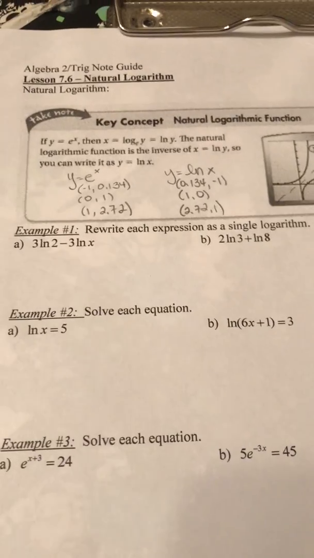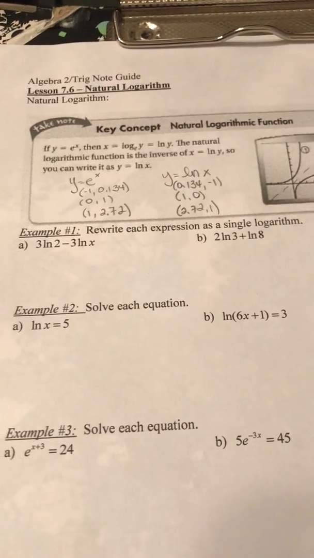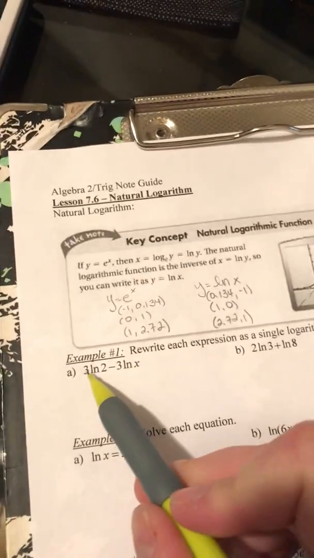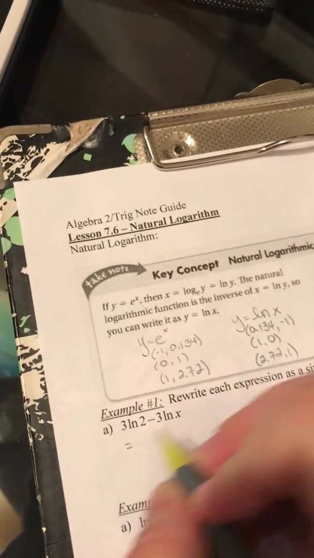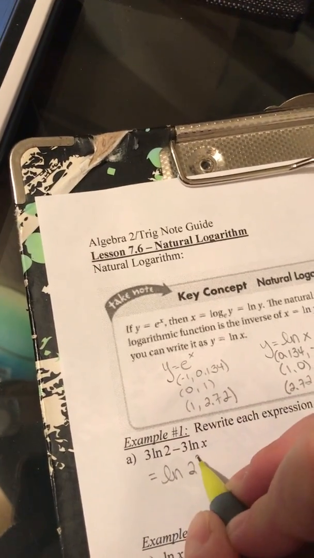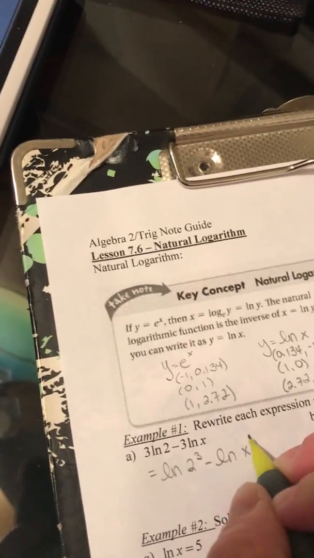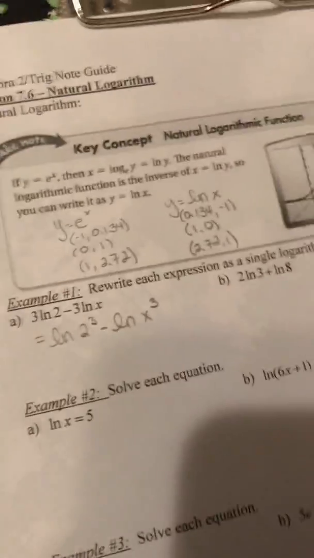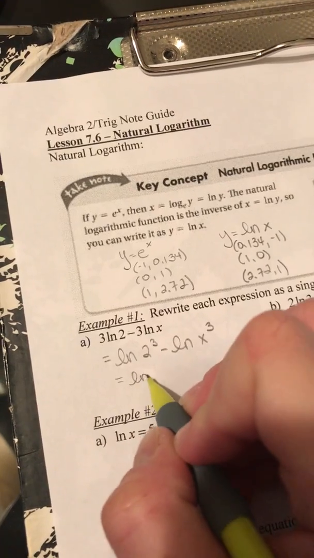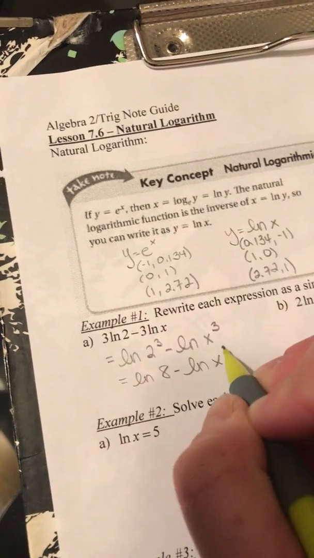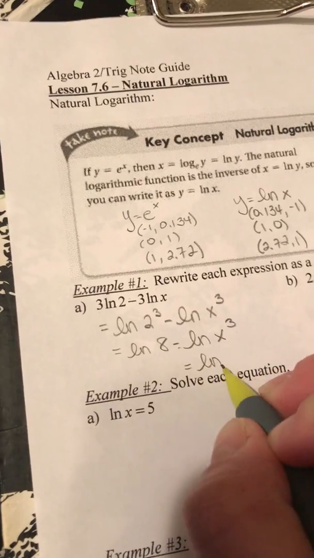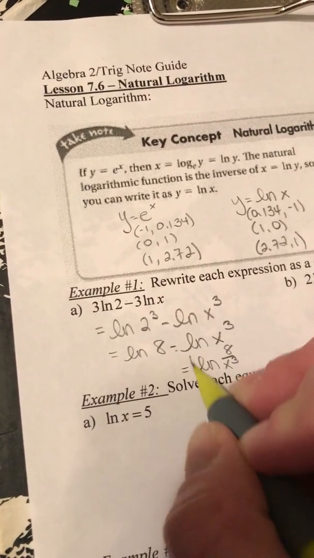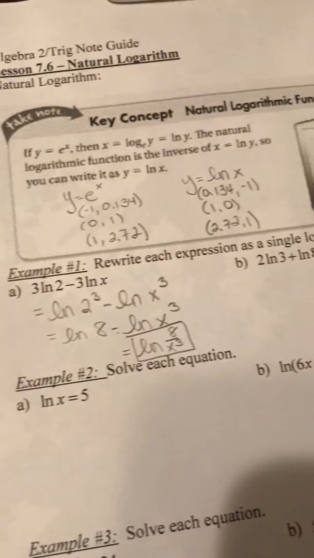Okay, so example number 1, rewrite each expression as a single logarithm. So this is using the properties. Whenever you see a number in front of a log, you want to bump it up using the power property. So I'm going to rewrite this as the natural log of 2 to the third minus the natural log of x cubed. Go ahead and simplify 2 to the third. So that leaves us with the natural log of 8 minus the natural log of x cubed. Next thing, if we're writing it as a single logarithm, I need to use my quotient property. So that means I'm going to have the natural log of 8 over x cubed, and we've simplified as much as we can, so that's our final answer.